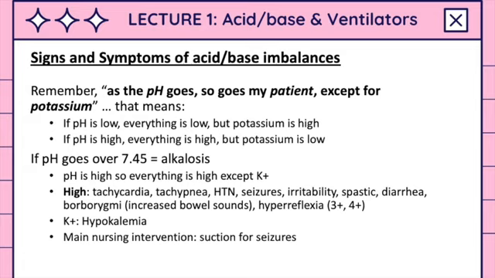What would be some numbers that would be hyperreflexic? 3 and 4. 3 and 4 are hyper. 2 is normal. 1 and 0 are hypo. Remember that with reflexes? 3 and 4 are high, hyper. 2 is normal reflex, and 1 to 0 is hyporeflex.